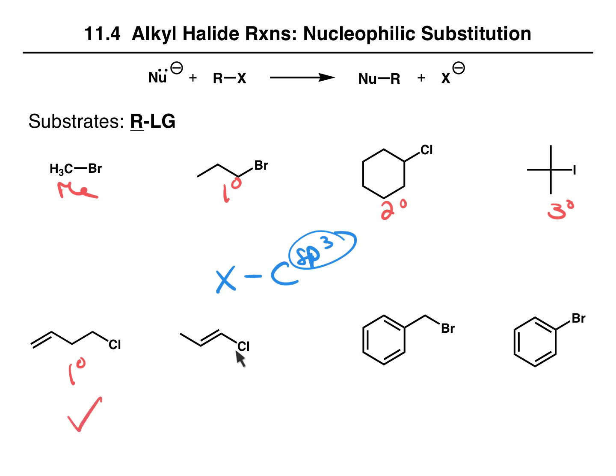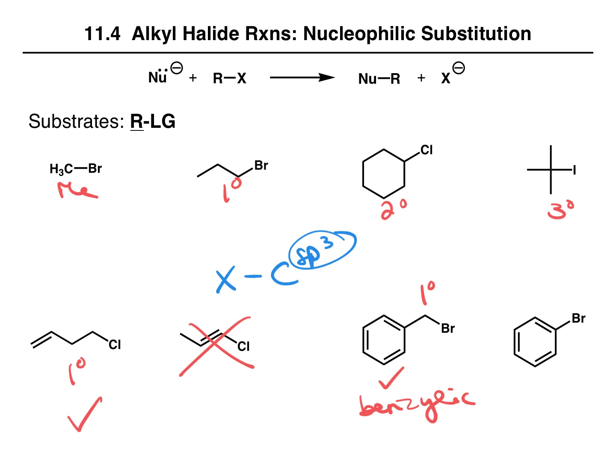Here, our chlorine is directly connected to the alkene carbon, so that means it's connected to an sp2 hybridized carbon, so this one will not react. Here, our bromine is connected to a carbon that's connected to a benzene ring. This carbon is sp3 hybridized, so this compound will undergo nucleophilic substitution. So this halide is primary, and it's also called benzylic, because the bromine is connected to a carbon that's connected to the benzene ring.